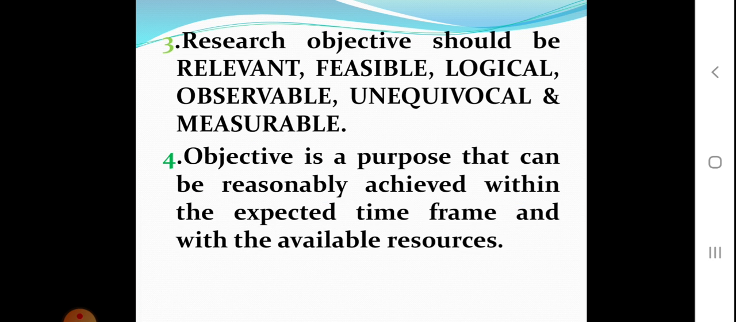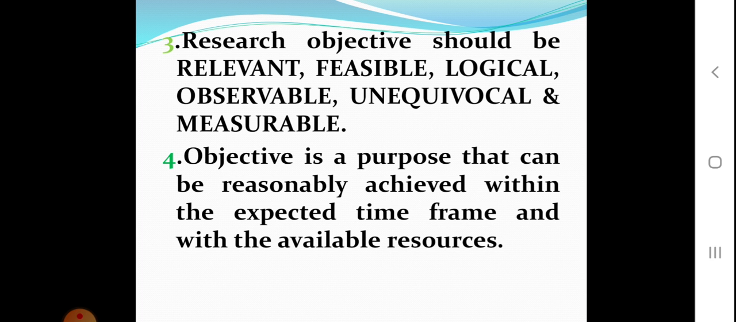Dear students, the third character of a research objective is that a research objective should be relevant, feasible, logical, observable, unequivocal, and measurable.